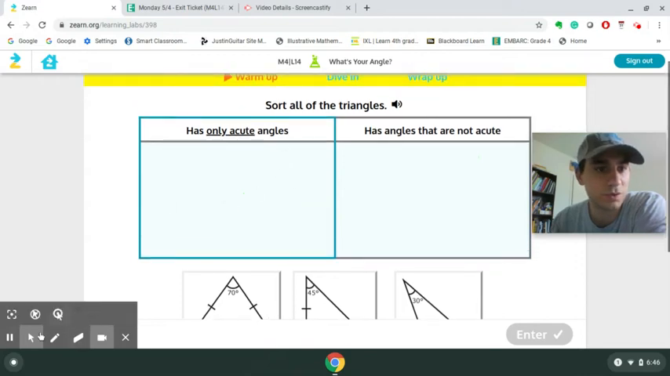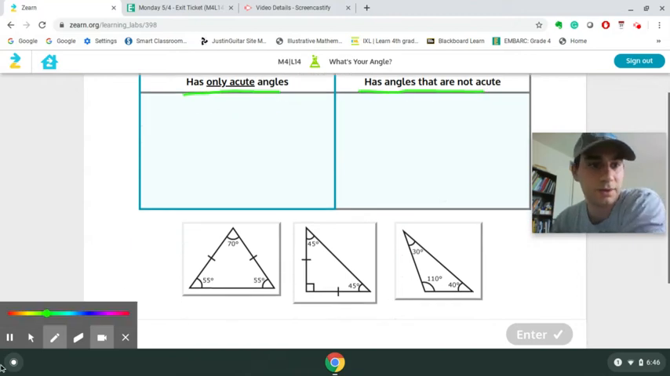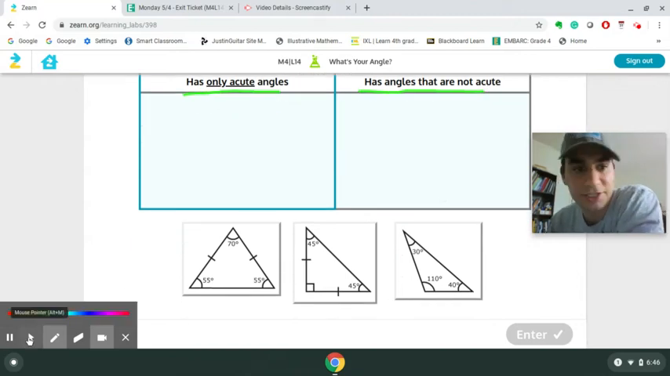Okay, we're going to sort it one more time. Our category on the left: triangles that only have acute angles. On the right: triangles that have angles that are not acute. Okay, pause the video, answer this, and then you can replay and check your work.